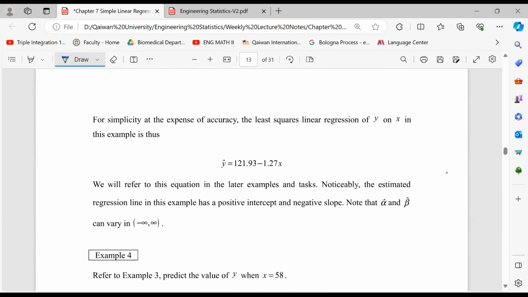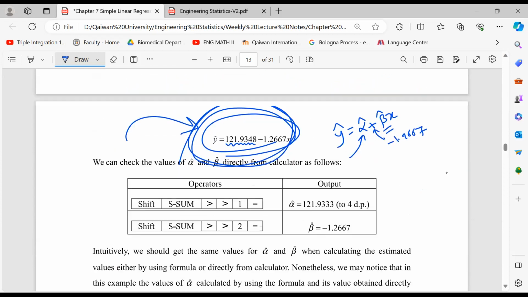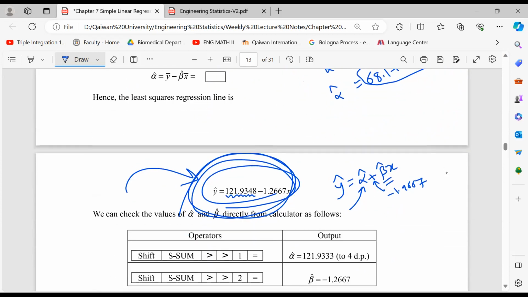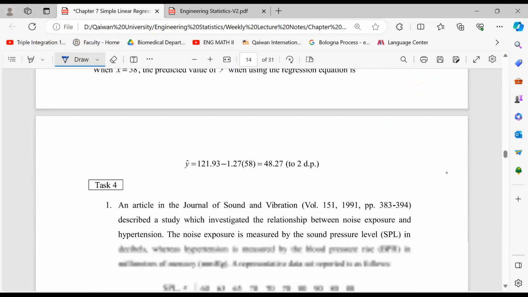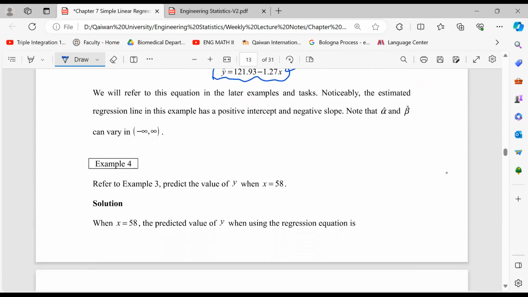It's approximately here, to 2 decimal points. Even you could use this one. Leave it with 4 decimal points. Okay, don't round it.